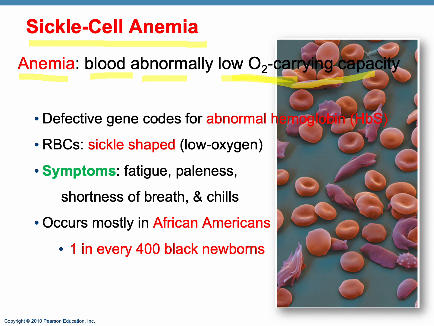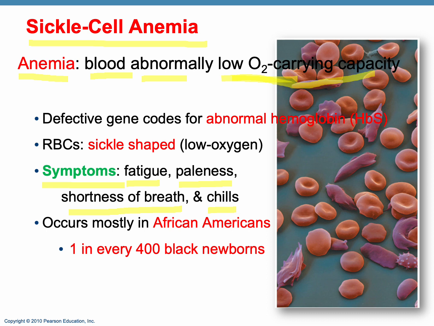This is genetically passed down from one generation to the next. Typically, this is usually found in individuals based off their ancestry, individuals that are African American or of African descent. Symptoms of someone that may have sickle cell anemia: they're very tired all the time, so extreme fatigue, shortness of breath, breathing's a problem, maybe even chills or paleness is a possibility.